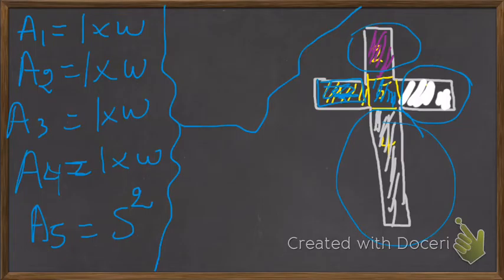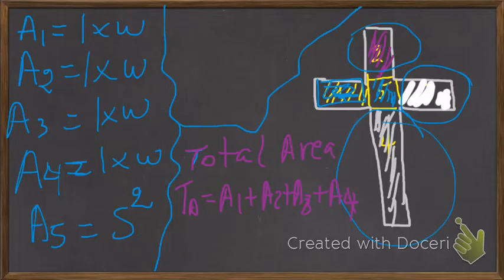So the total area here, I'm just going to change the color. So my total area, how do I find that? Total area equals area 1 plus area 2 plus area 3 plus area 4 plus area 5. It's a little messy, but that is the idea. So you add the areas. You add all the areas in a composite shape to find your total area.